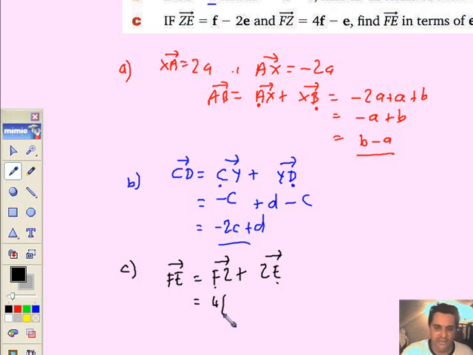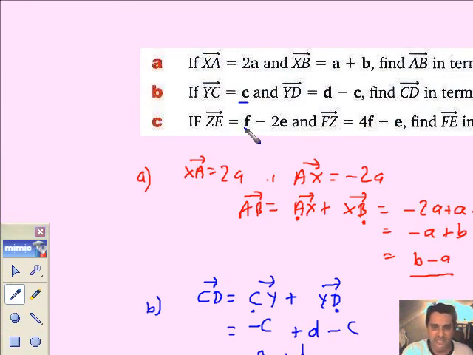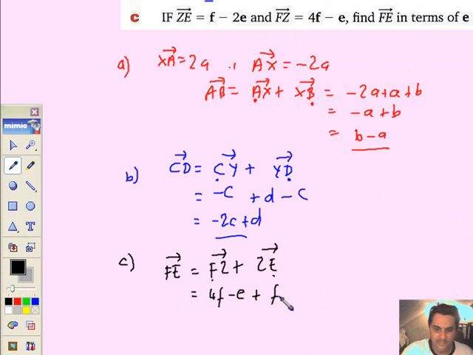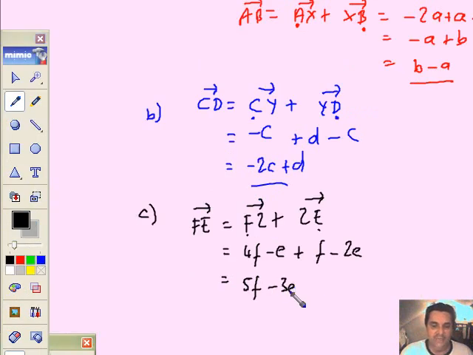FZ is defined as 4 lots of F minus E, then plus whatever ZE is. Now ZE again is facing the right direction for us, so that's going to be F minus 2E. Now just pick up the algebra. If you didn't know we were doing vectors here, it would be a matter of grade E or F to simplify this simple expression. However, in the context of vectors, you're looking at grade A or A star. Anyway, so 4F plus F is 5Fs, minus E minus another 2 E's is minus 3E. And that is question 2 done.